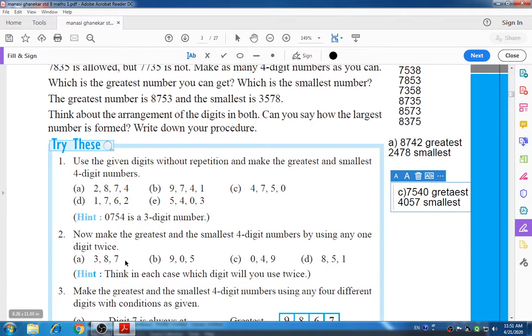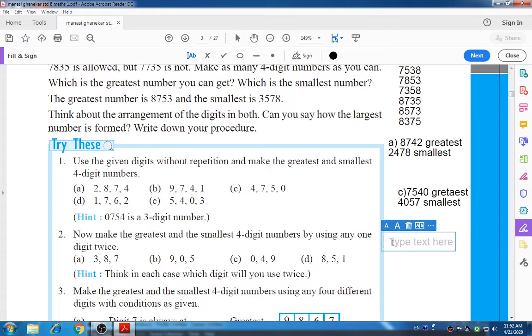Now, make the greatest and the smallest 4-digit number by using any one digit twice. That means we have to make the 4-digit numbers by using any digit twice. Now, just listen carefully. When we are going to make the greatest number, we have to use the greatest digit 2 times. And when we are going to make the smallest number, we have to use the smallest digit 2 times.